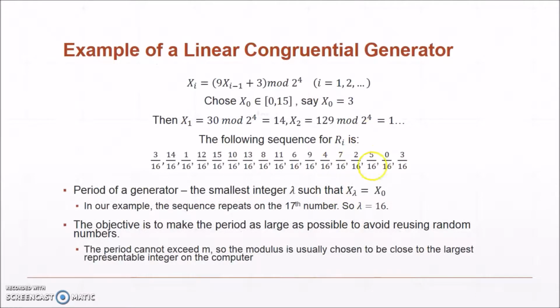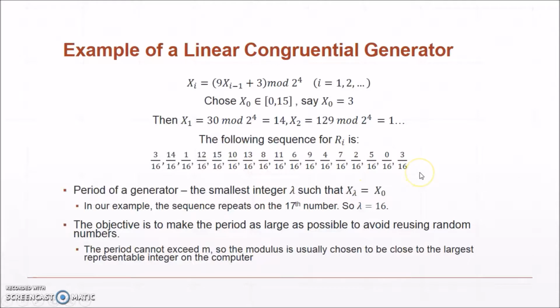So for an example, let's say that our multiplier is 9, our increment is 3, and our m is 2 to the power 4. So we're going to choose to have this interval of 0 to 15. We'll have our seed be 3. If we plug that in, starting with 3, then x1 would equal 30 mod 2 to the 4th, which comes to 14. x2 would be 129 mod 2 to the 4th, which equals 1. And so on and so on, we would get this sequence that's written out right here.